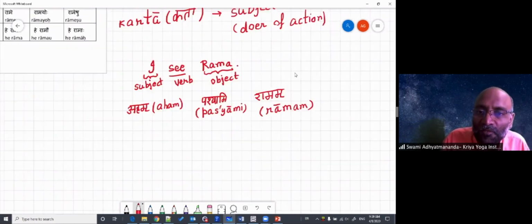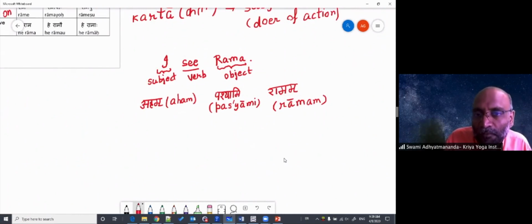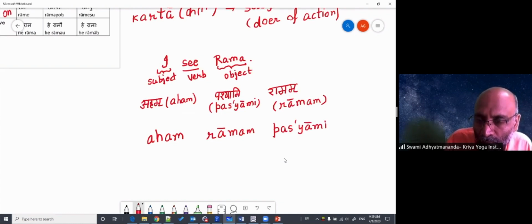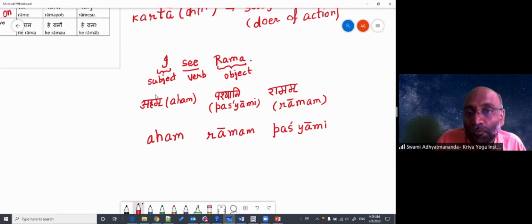Generally, as I said, this word order is fine. It doesn't have any ambiguity, but generally the way you will write in Sanskrit will be aham, subject, then object, Ramam, pashyami. Aham Ramam pashyami. So Rama becomes the object. So we discussed the two cases.